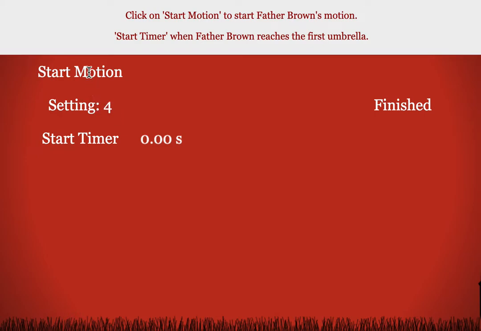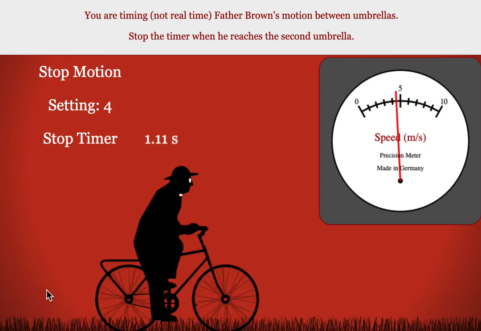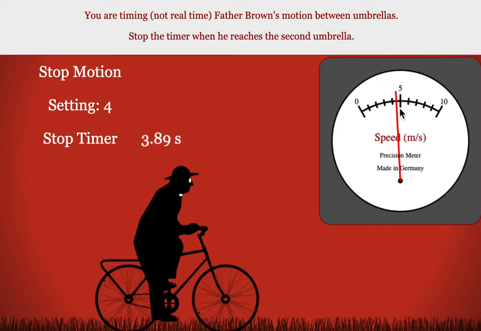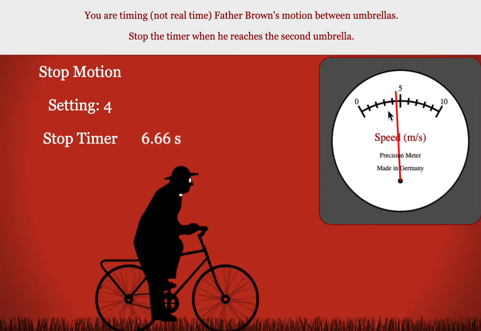When you're ready to start the motion, you hit start motion. And as soon as the object reaches the first umbrella, you start it. You can measure the speed of the object. It looks like it's around 4.5 meters per second.